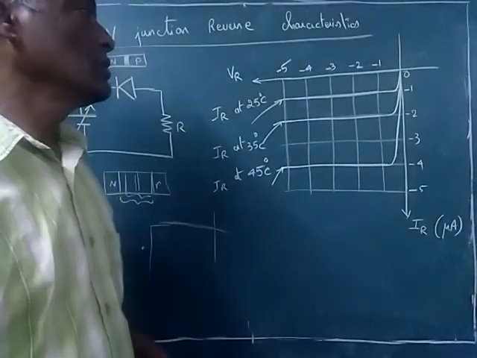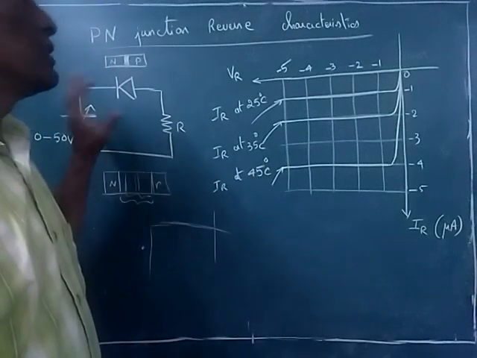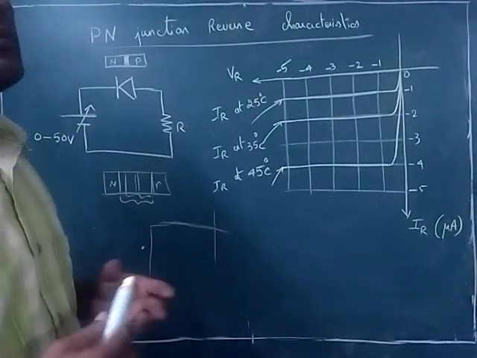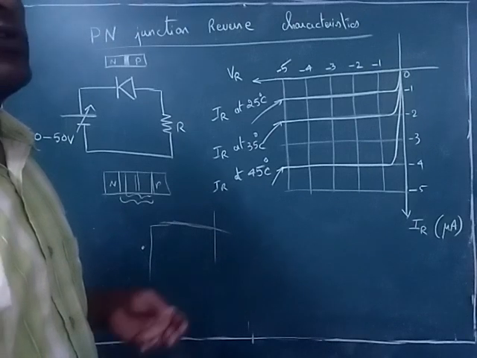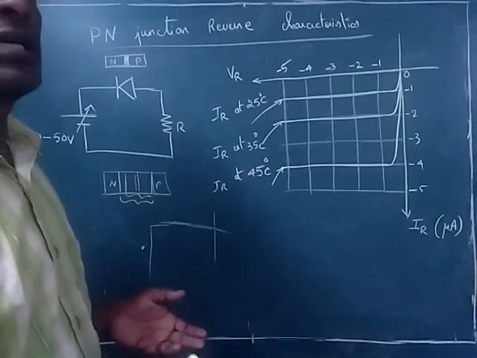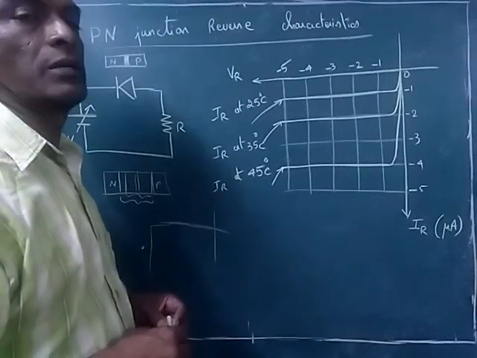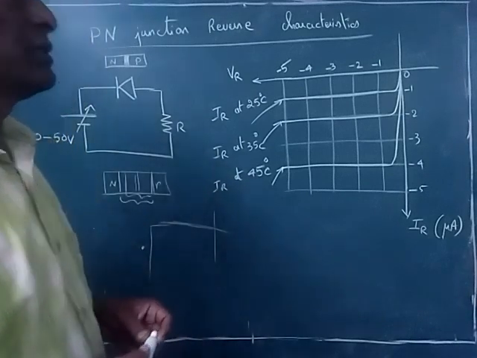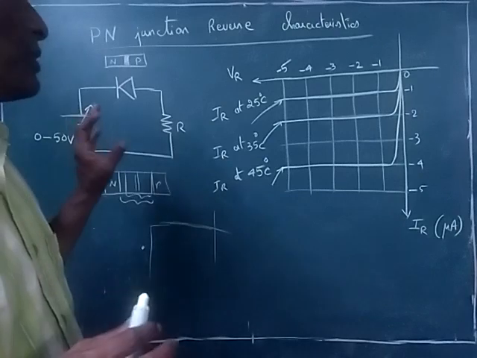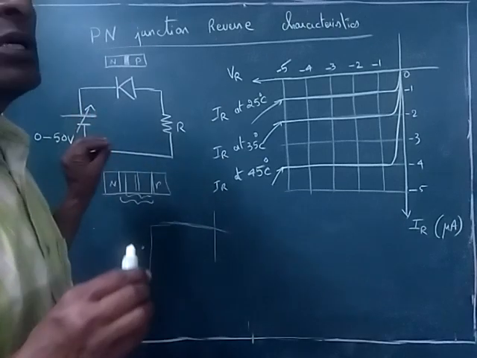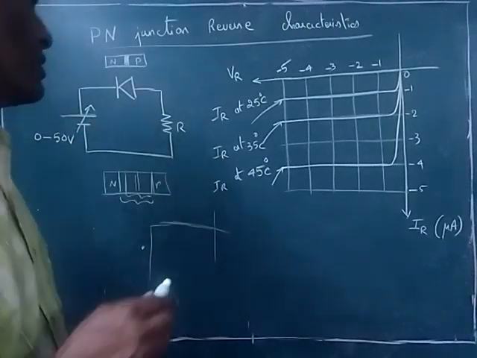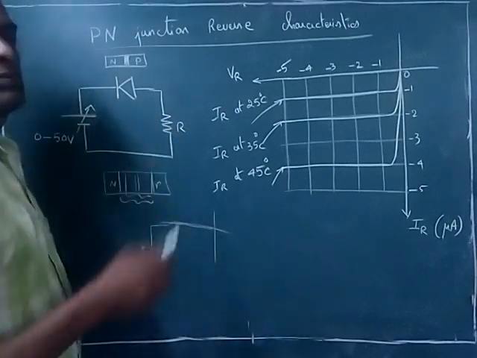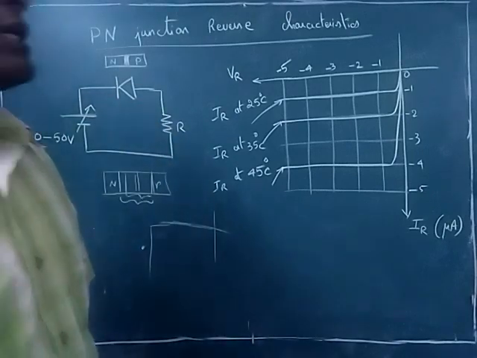Not only that, this diode is a semiconductor. The current flowing in any semiconductor generally depends on the temperature. So it is a negative resistance device. When the temperature increases, what happens to this reverse bias current? What is the current flowing in the circuit? Reverse bias current, or reverse current.